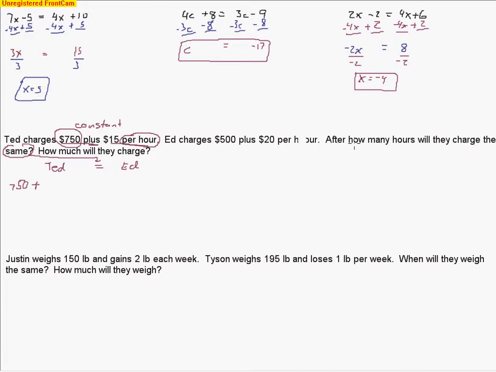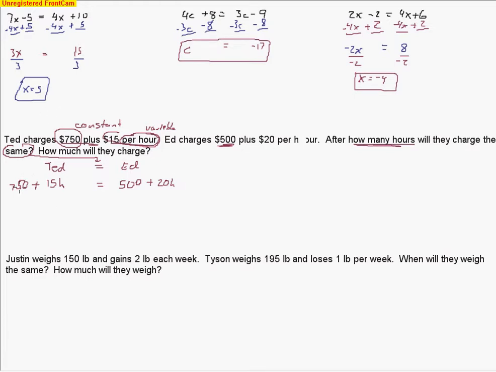Well, the question says, after how many hours? So yes, that means that h is an unknown. So we're going to write down 15h. And so this is our variable amount, just like the problems up here where 7x and 4x were our variable amounts. So we bring down the equal sign, and now we have Ed. So Ed's charge is $500. So that's a constant. And then we have plus $20 per hour. So 20h.